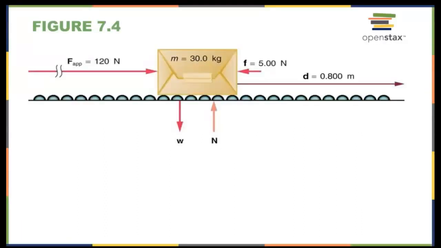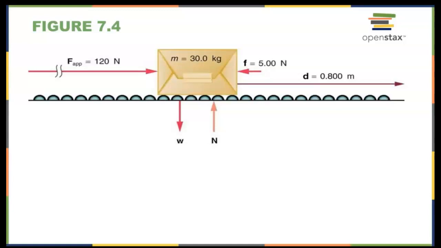So, all right, in this slide we have a force applied, which is 120 newtons, pushed to the right. The little squiggly lines in that arrow are just there to indicate that it is not to scale with the 5 newtons of frictional force pointed the other way. And of course the distance of 0.800 meters does not need to be to scale to the forces at all because it's measuring a completely different quantity.